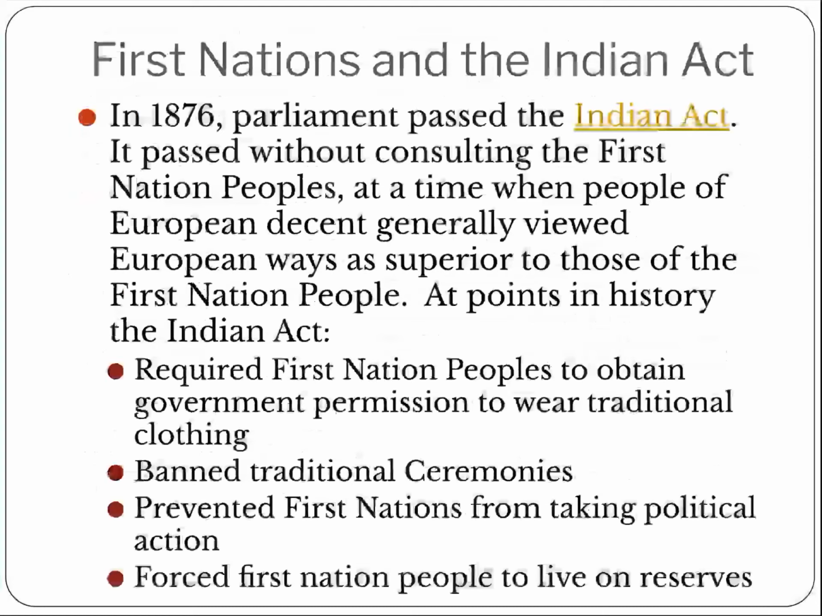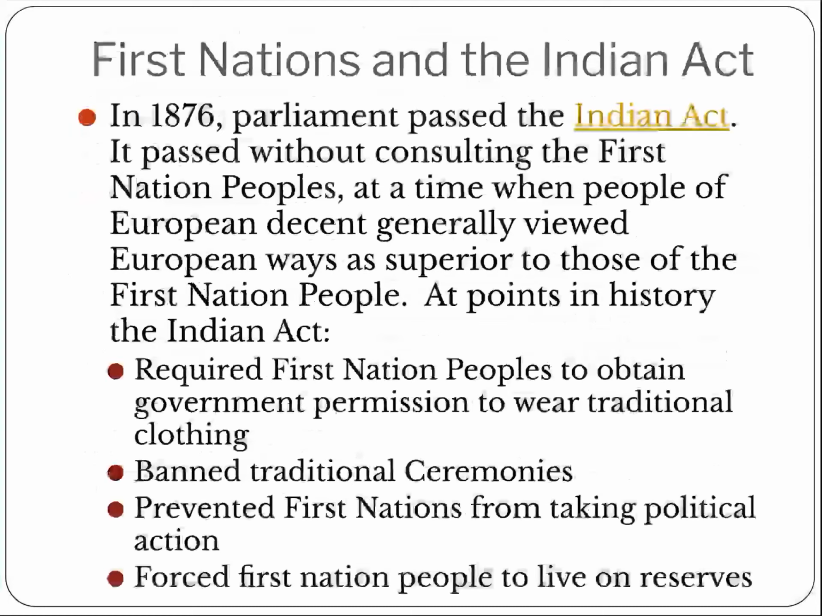A really good example of how the mistreatment of the First Nations happened in Canada was something called the Indian Act, and that was passed in 1876. It was passed without any consultation with First Nations people, and in 1876, the people in charge of Canada, if you want to put it that way, were of European descent, and they viewed European ways and European people as superior to those of First Nations.